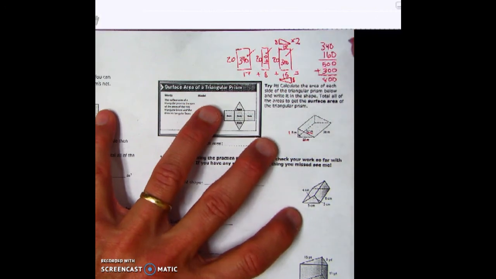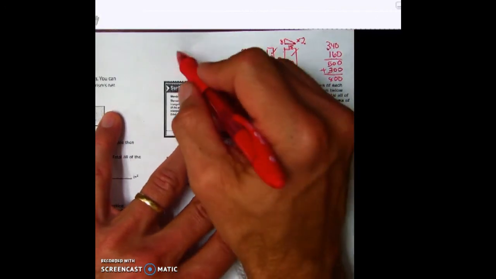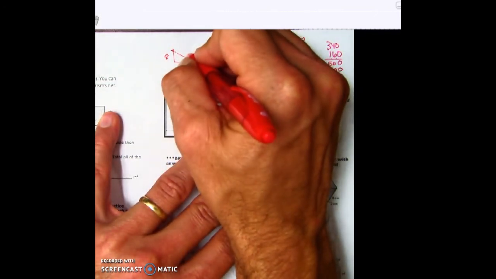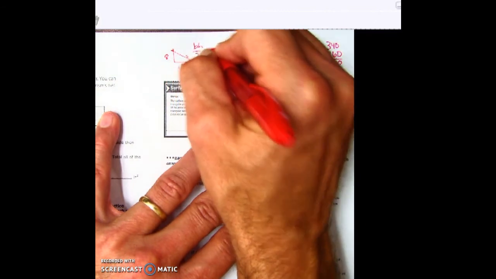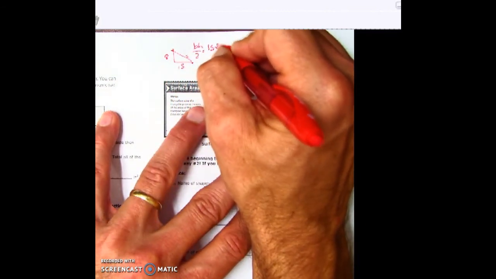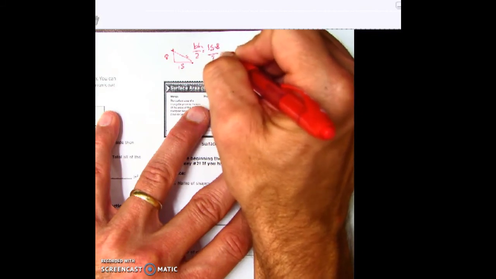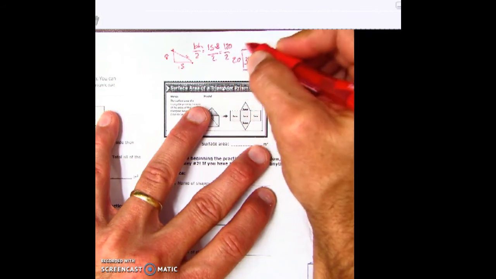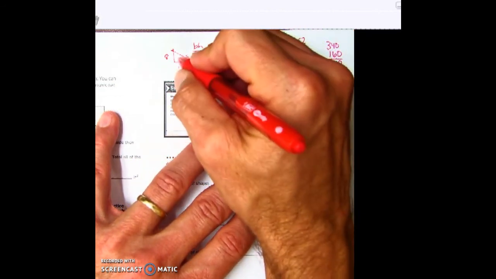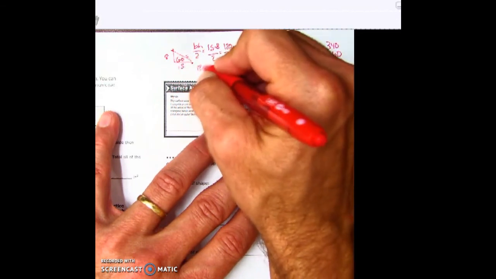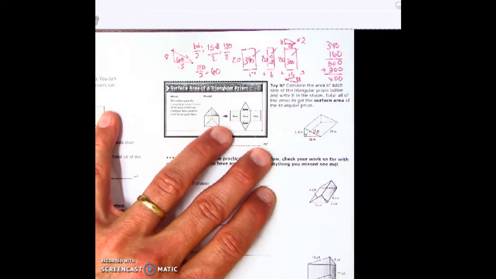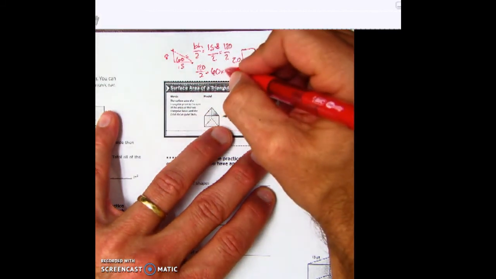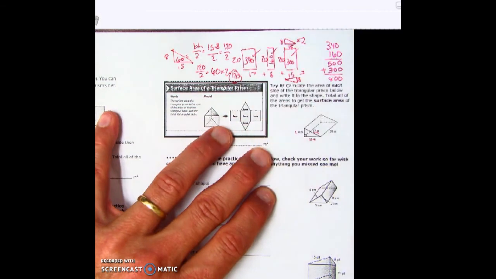Now it's important to remember the triangle formula. The triangle that we're looking at is 8 by 15, and the area is base times height divided by 2. So we have 15 times 8 divided by 2. 15 times 8 is 120, divided by 2 is 60. So the area of each triangle is 60. But we've got 2 of these. We had 2 bases, so we're back to 120.